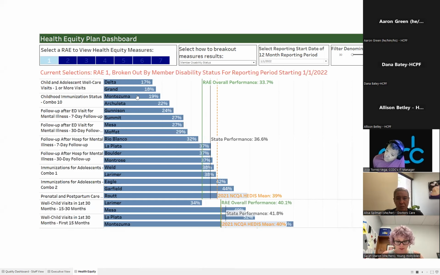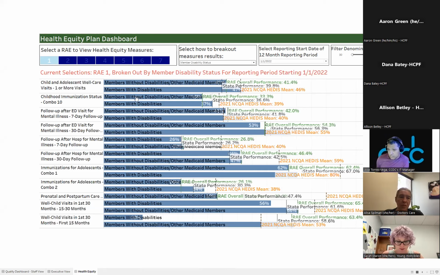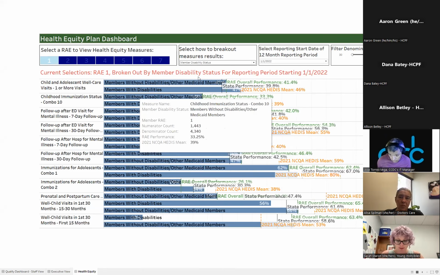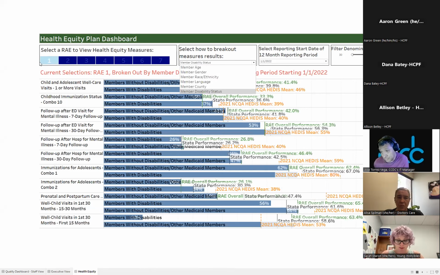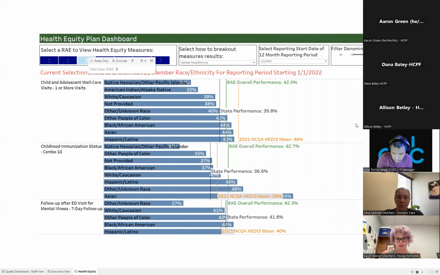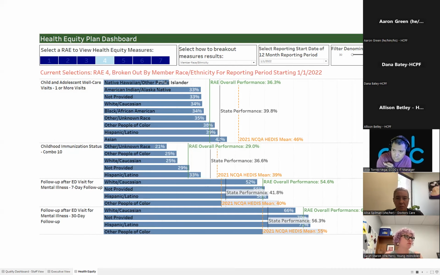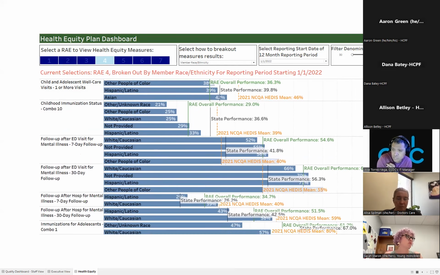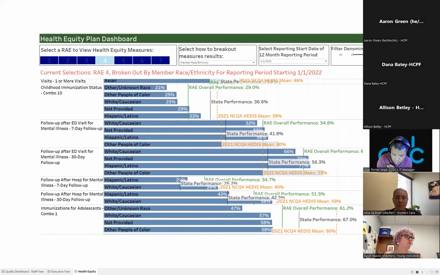And then we do have member disability status. And then, like I mentioned before, we can go through and look at each region's data. So yeah, I think that's a pretty good overview of the dashboard and what it can do. There's a ton of data in it, so we can't look at every specific data point, but I think I've hit on everything that we have in here right now.